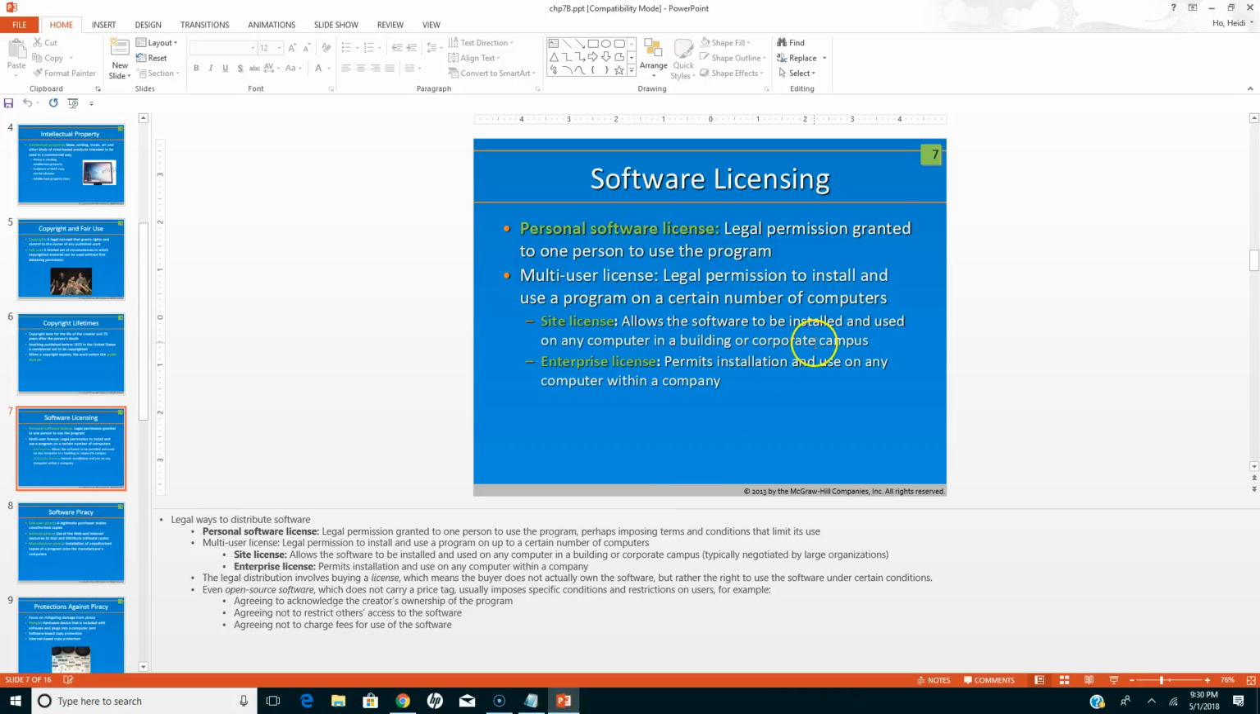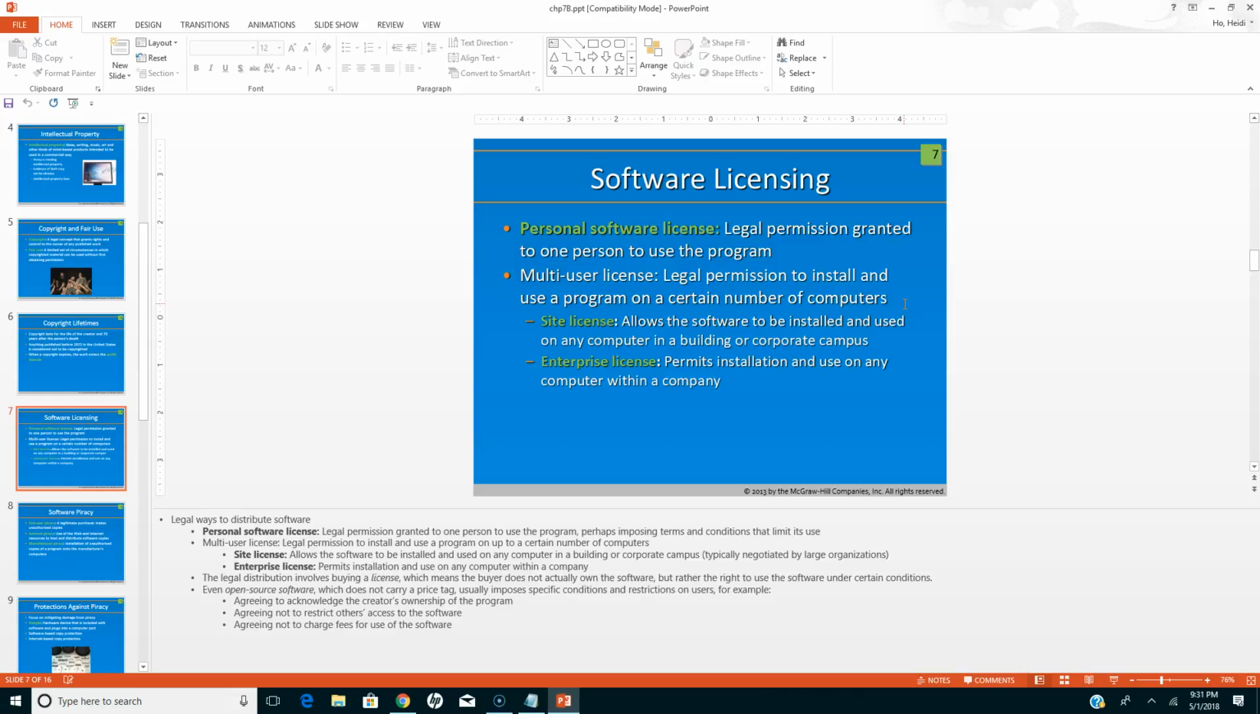Let's go to slide number 7. What is a software license? A software license is basically a legal permission granted to one person to use the program. Normally, when you go to a store like Best Buy or Walmart and purchase a program or a DVD movie, that is called a personal use license. The person cannot make a copy and give it to other people, legally speaking.